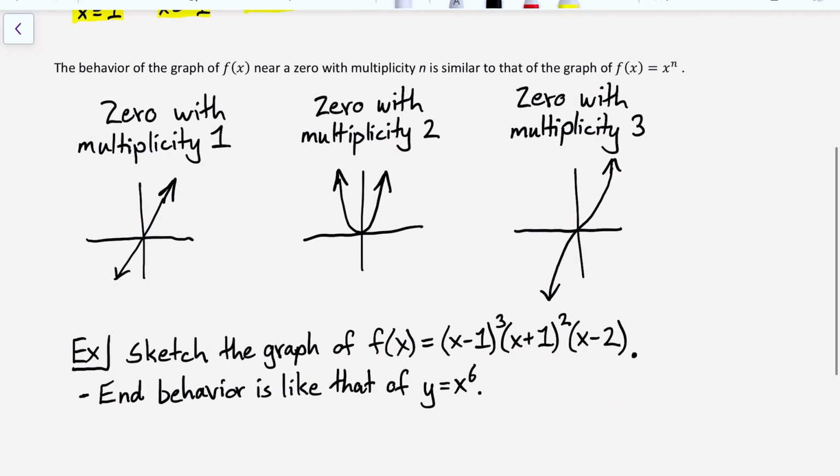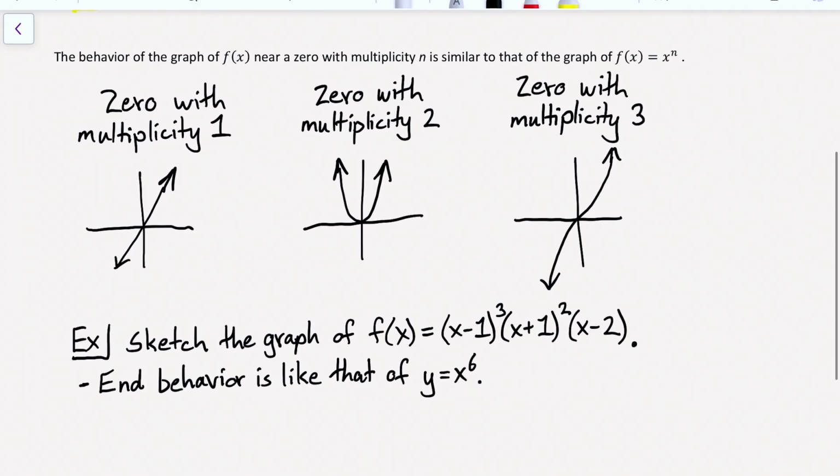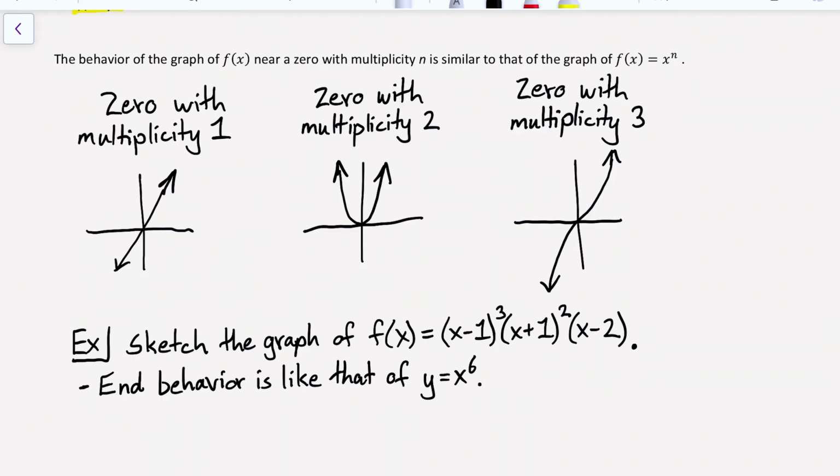A very powerful fact is that the behavior of a graph of f of x near a zero with multiplicity n is similar to that of the graph of f of x equals x to the n. Here's what we mean by that. Look at some examples. For a zero with multiplicity 1, the behavior near that zero is going to be similar to the graph of y equals x to the first. That's a linear graph, right?